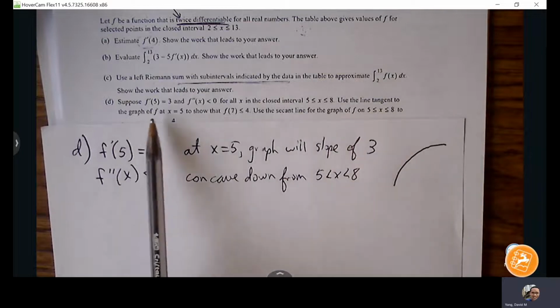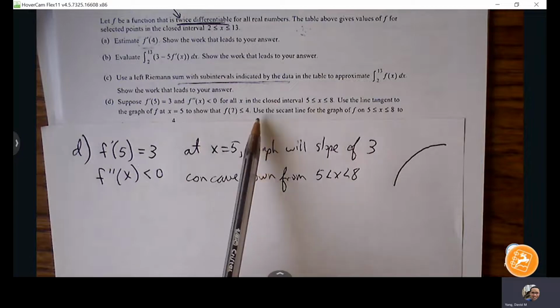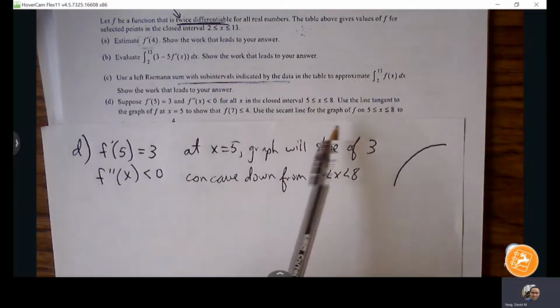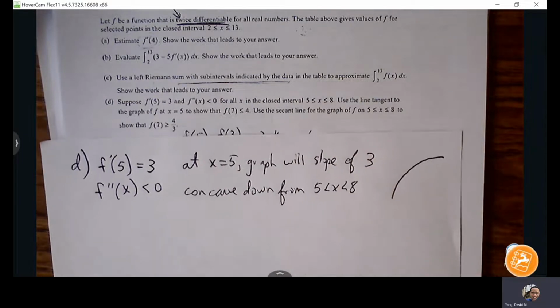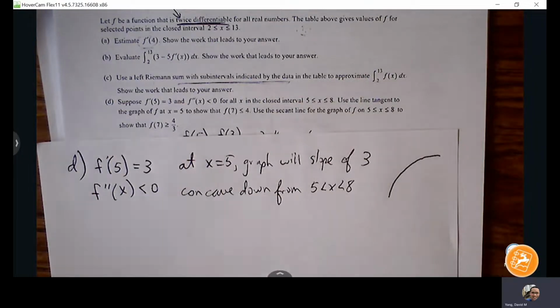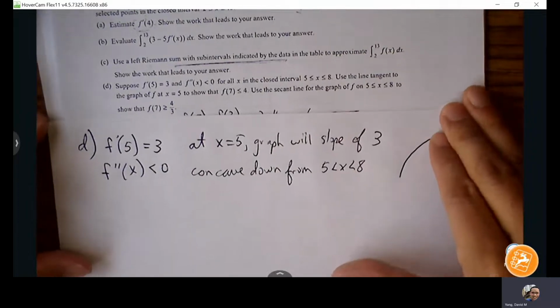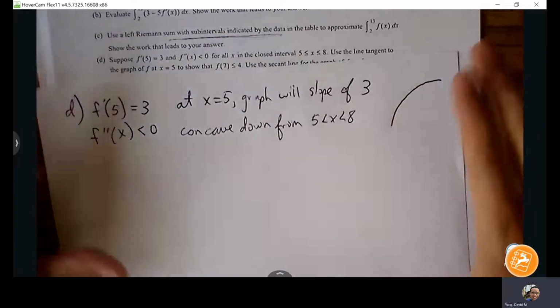Use the line tangent to the graph at x equals 5 to show that f of 7 is less than or equal to 4. Use the secant line for the graph to show that f of 7 is greater than or equal to 4/3. Okay, so let me talk about what we are trying to do here. What we're trying to do is this concept.